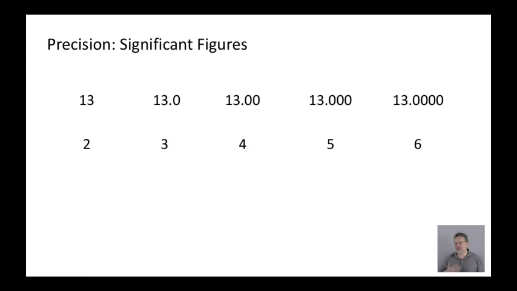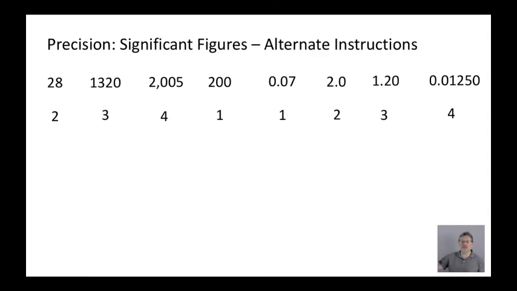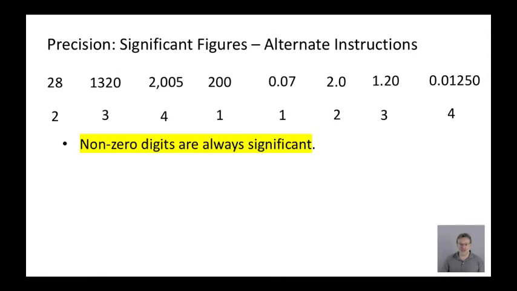Here's another way of looking at the same instructions that I gave you before. These might be more straightforward for you, and I've included some animations with this. The first thing is that non-zero digits are always significant. Always, always, always, which means that all of these digits here are significant.